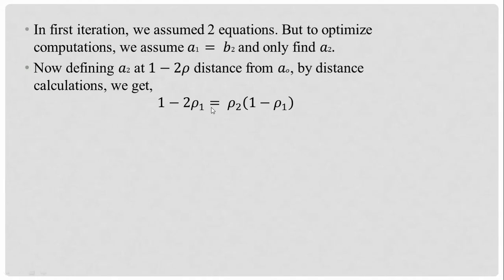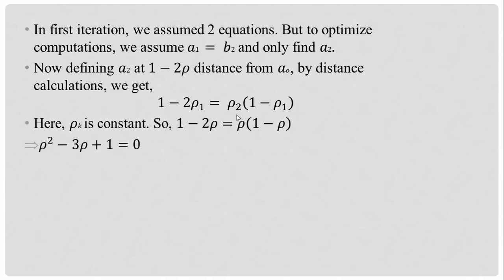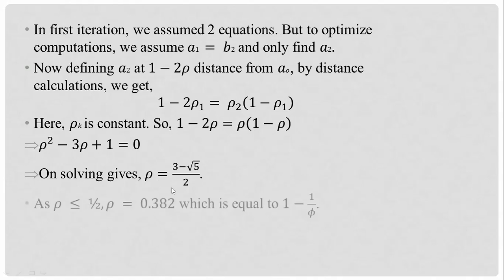But here in golden section, rho 1 is equal to rho 2. Calculating those, you will get an equation in rho and finding the roots, we get two values of rho, actually (3 plus or minus root 5) by 2. But (3 plus root 5) by 2 is greater than 1 by 2. Our initial condition is that rho should be less than or equal to 1 by 2. So the only possibility is rho equals (3 minus root 5) by 2, which is equal to 0.382. And this rho value is equal to 1 minus 1 by rho. That is nothing but the golden ratio. So this is the beautiful architecture of this method.